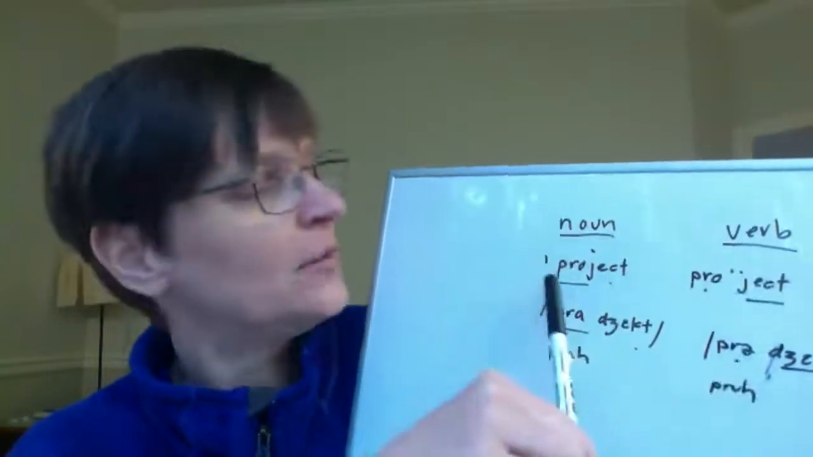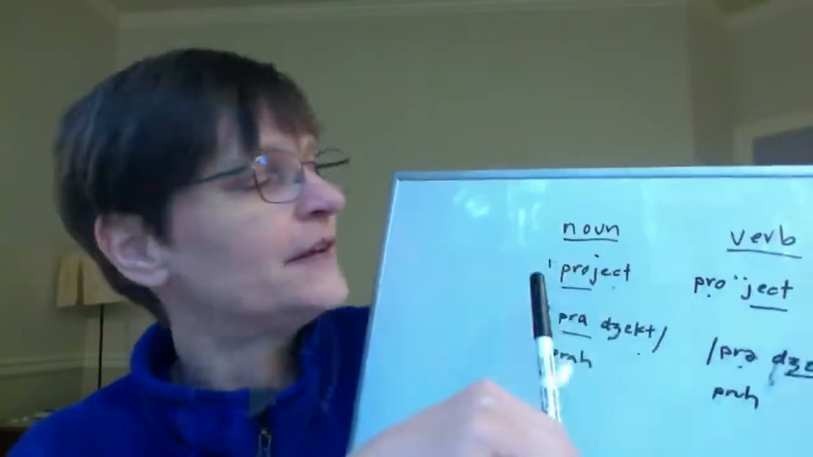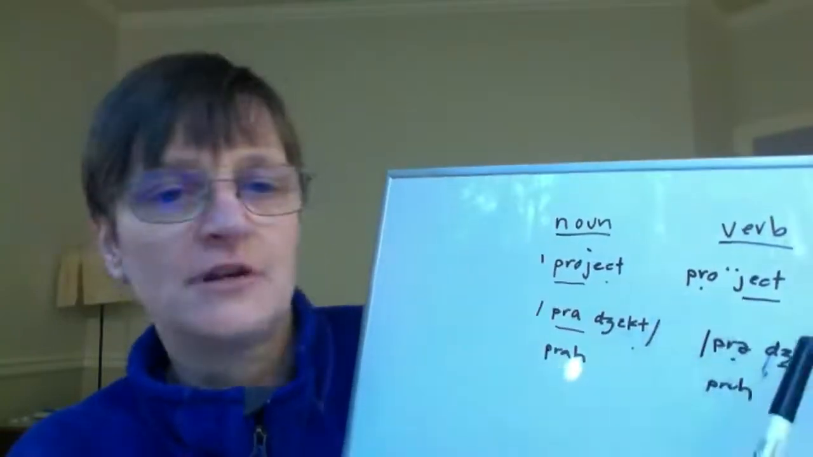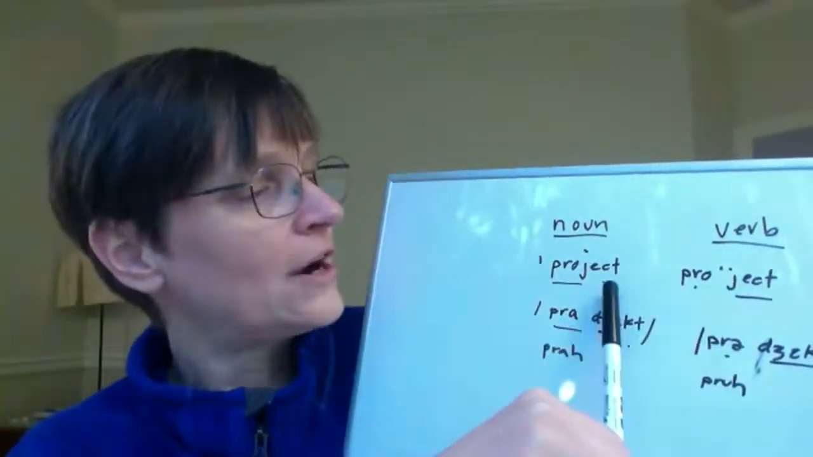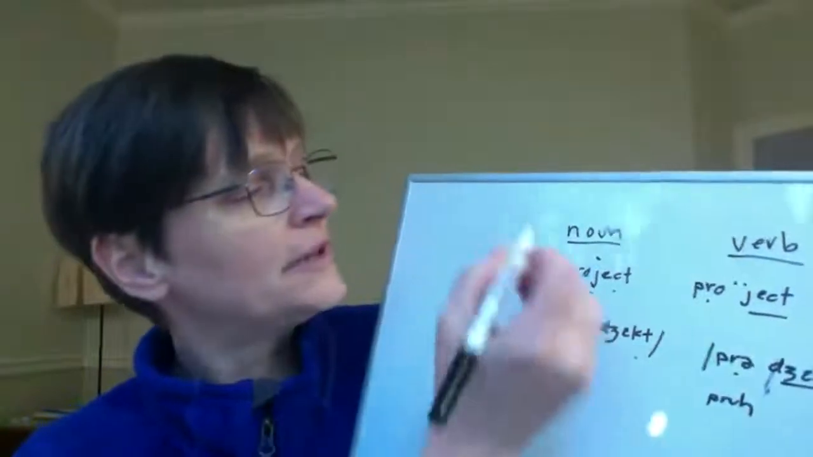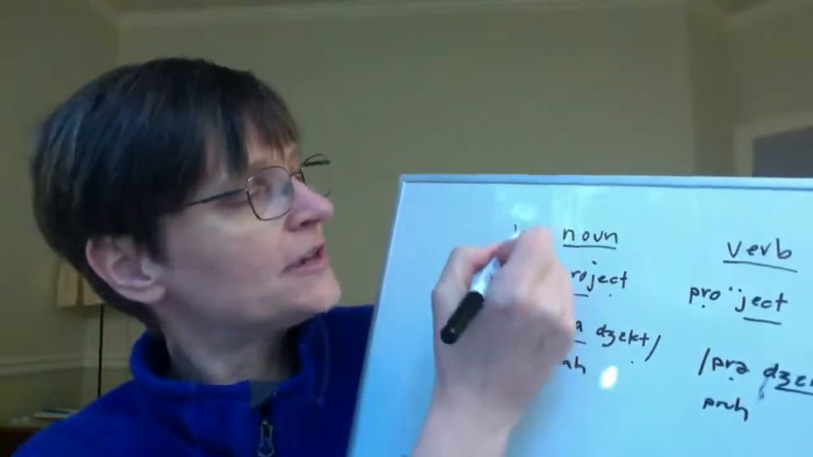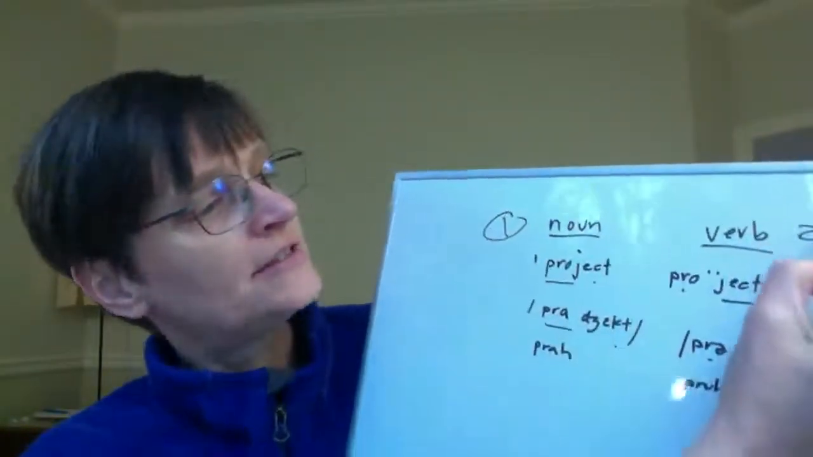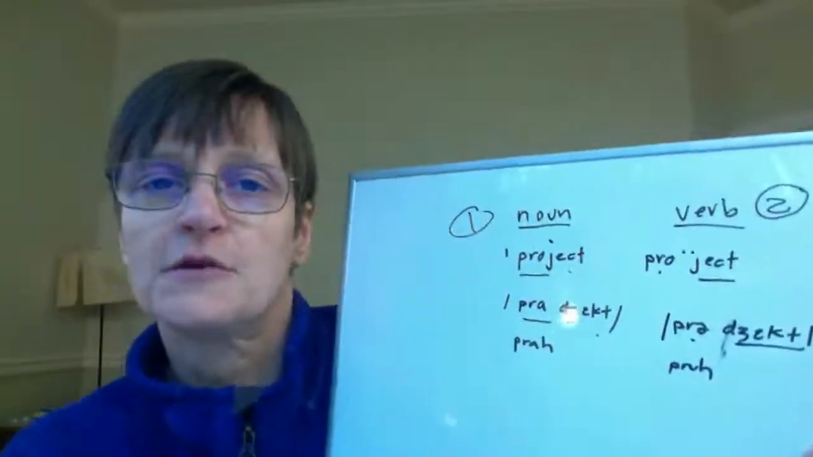So just like project and project, we have increase and increase, record and record. And so the rule is first syllable gets stress when it's the noun, and second syllable gets the stress when it's a verb. I do have a video and a lesson on my website with more examples and some help for teaching you how to practice and change.